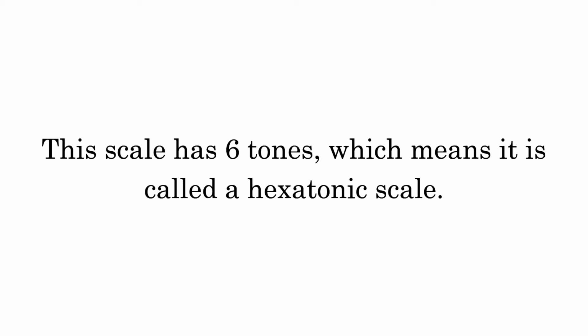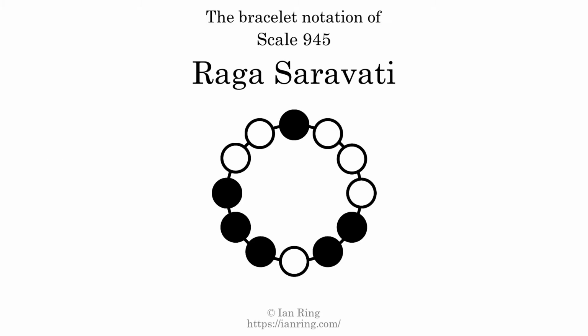This scale has 6 tones, which means it is called a hexatonic scale. This is a bracelet notation diagram of scale 945. The shaded circles represent tones that appear in the scale, and they are read clockwise, starting at the top.